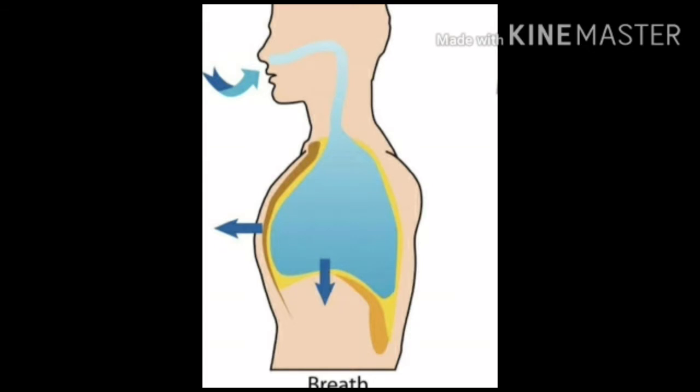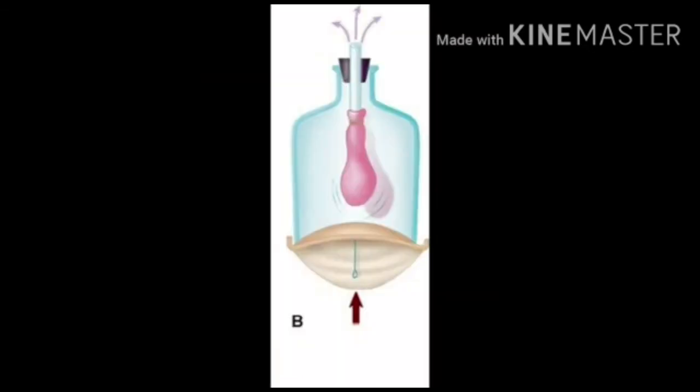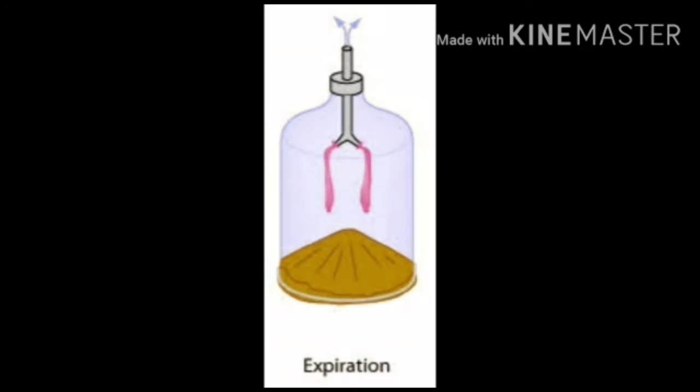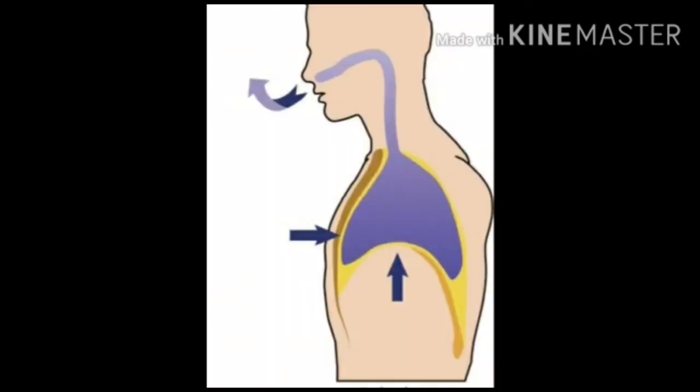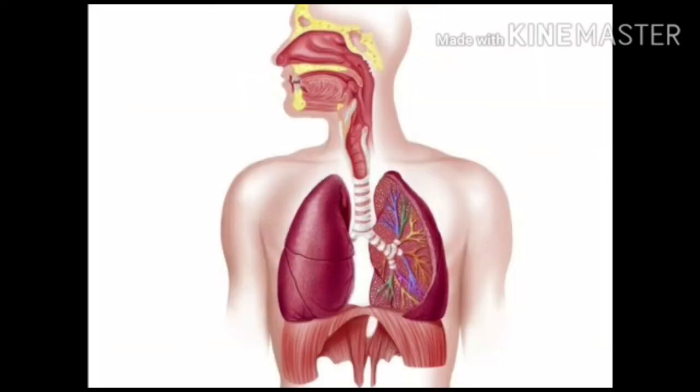Now when we push the rubber sheet inside, the space in the jar is reduced and the pressure is increased. This pushes the air out of the balloons. The balloons get deflated. Now let us see how this correlates to the breathing system.